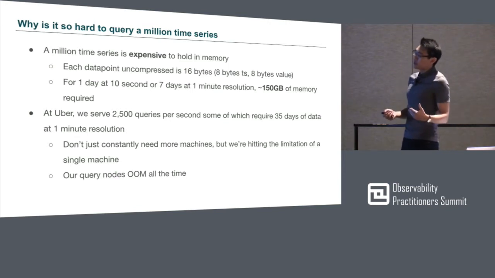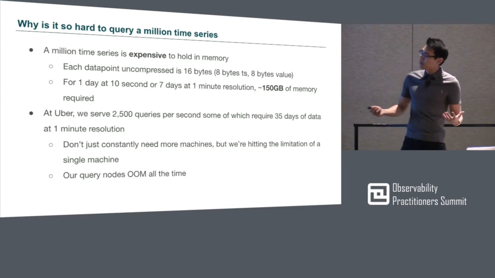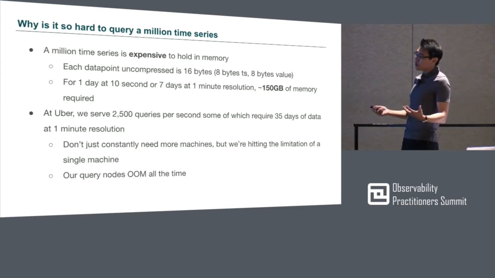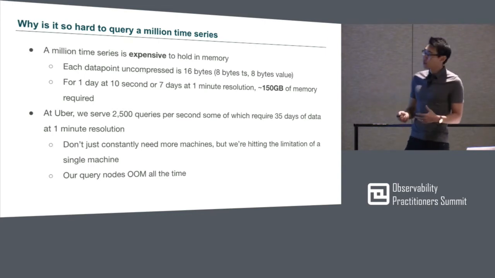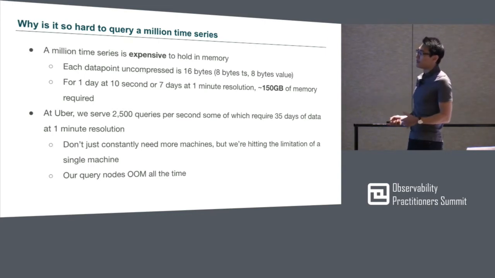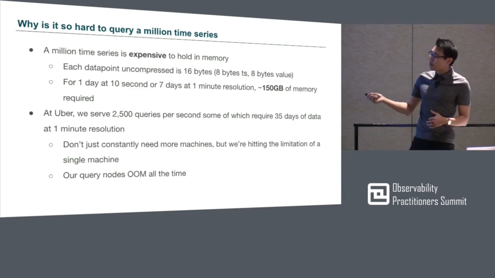And when you have a million series, let's just say for a whole day you want a million series at 10-second resolution, which seems pretty reasonable, or a week at 1-minute resolution, you're really going to be using 150 gigs of memory just to store that before you do any operations on it, right? At Uber, we serve about 2,500 queries a second. Some of them go up to 35 days of data at 1 minute.